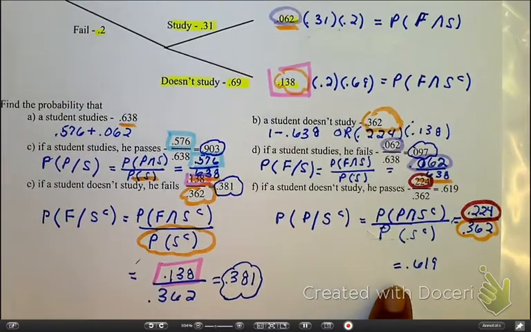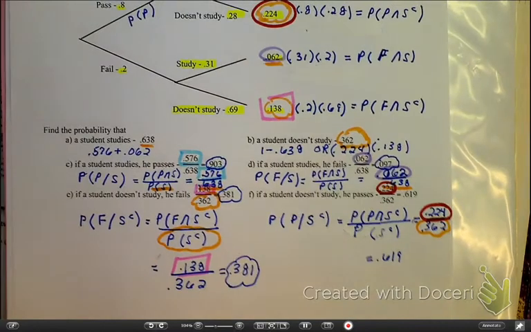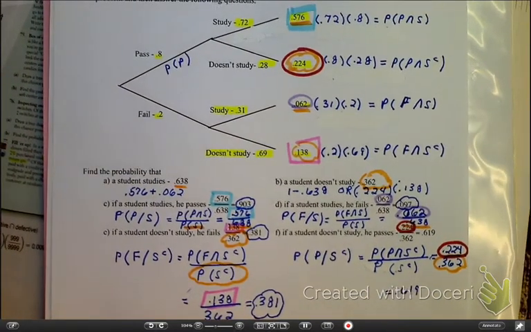Okay, so here's the result, your tree, and all your answers.